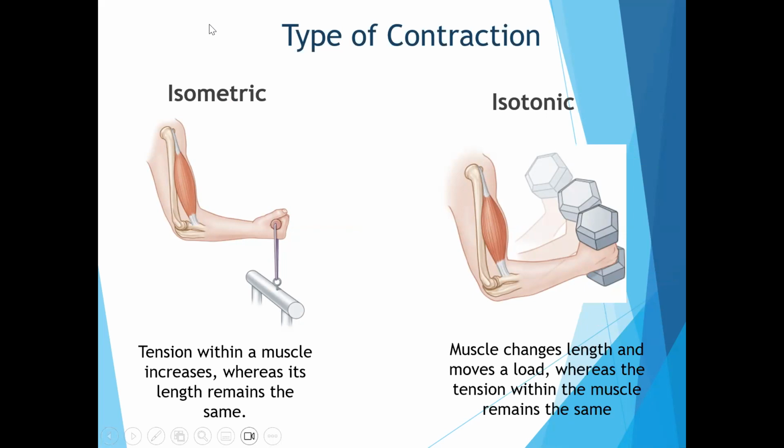Okay, the two different types of contraction that we'll talk about is an isometric versus isotonic. So in an isometric contraction, the length of the muscle stays the same. So if he was holding this weight, he's just keeping his forearm perfectly level. It's not going up, it's not coming down. So the tension in the muscle increases, but the length remains the same. In an isotonic contraction, you can see he's actually moving the weight. So our muscle length is going to change as we move, and the tension within the muscle actually stays the same.